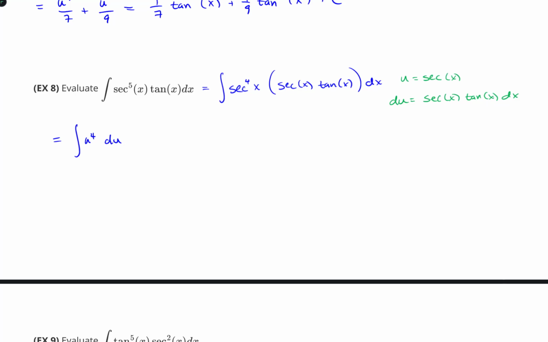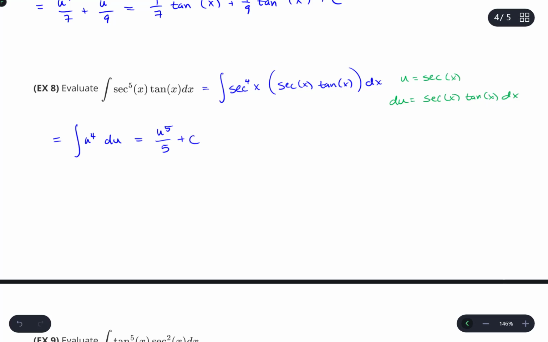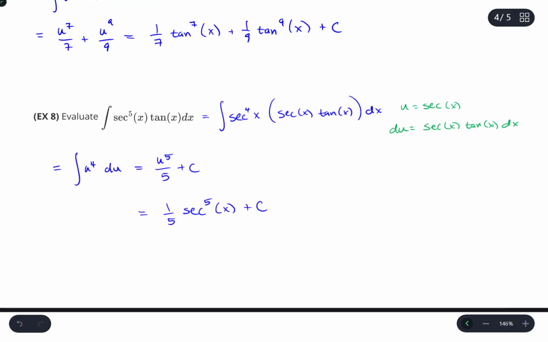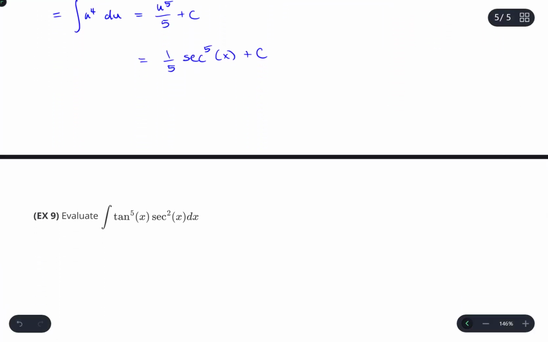So that will all be replaced with du, and I therefore have u to the fifth over 5 plus c, or finally 1/5 secant to the fifth of x plus c. Next, I have tangent to the fifth x times secant squared x.